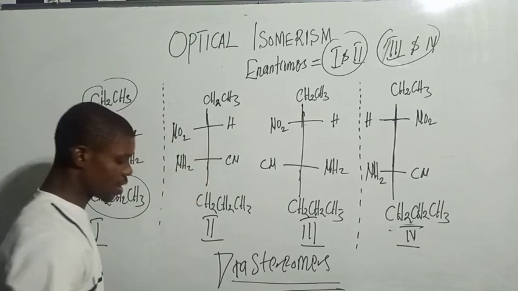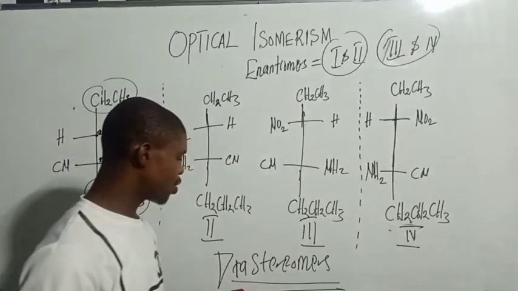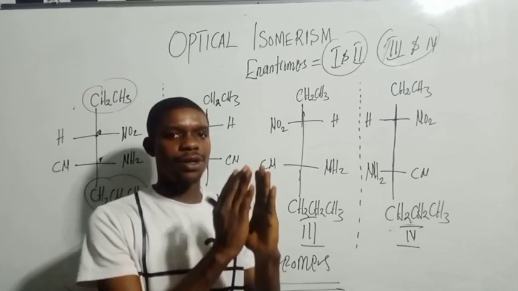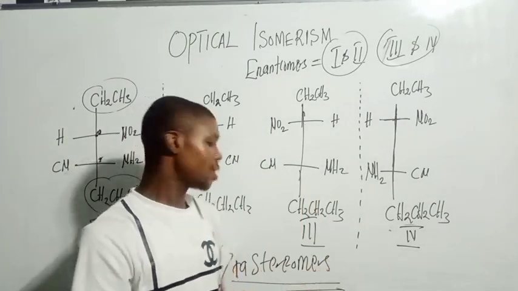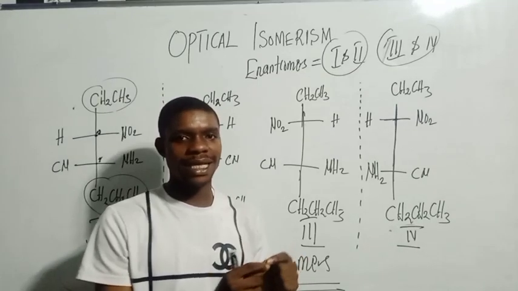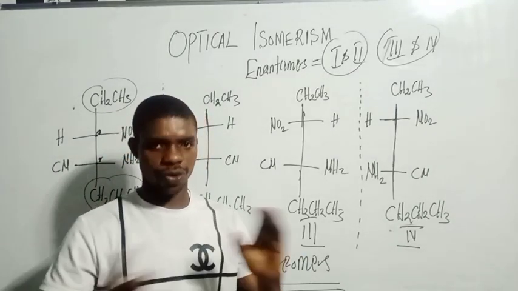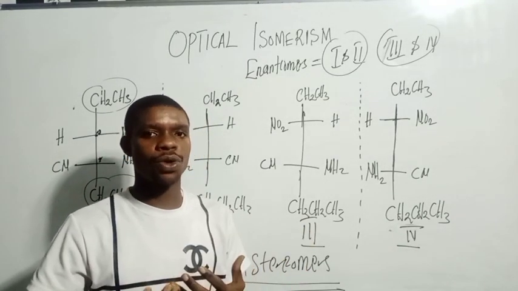I call diastereomers. So the difference between enantiomers and diastereomers: enantiomers are stereoisomers that are mirror images of each other. Diastereomers are stereoisomers that are not mirror images of each other. Do you understand? So that's what you want to understand.